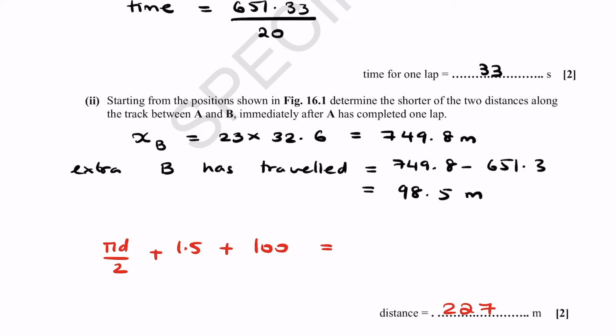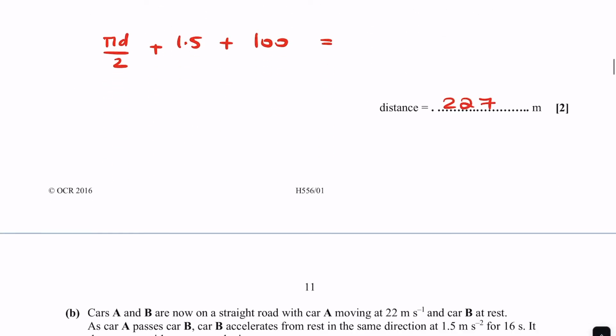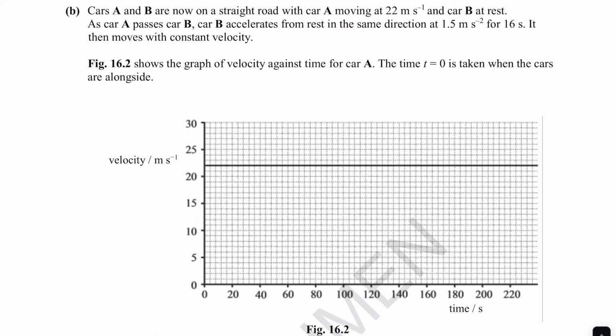So let's move on to part B now. Cars A and B are now on a straight road with car A moving at 22 meters per second and car B at rest. As car A passes car B, B accelerates from rest in the same direction at this much rate for 16 seconds and then moves with a constant velocity.